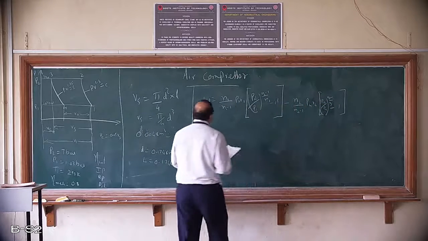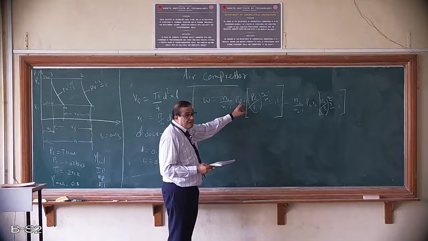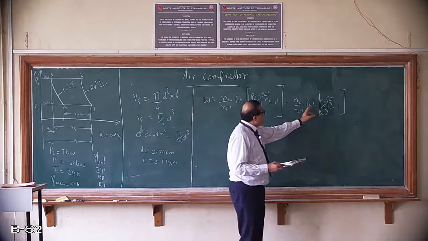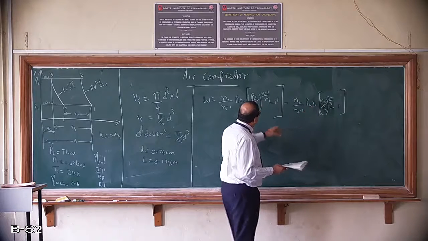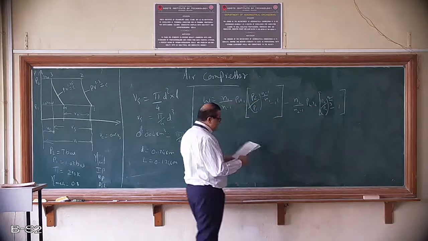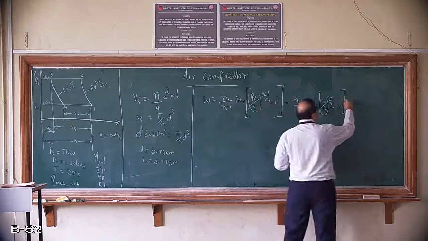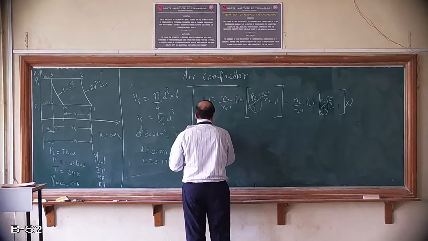So we need to write this formula. Else what it would have been? N by N minus 1 P1 V1 minus V4, because P1 V1 and here P1 V4 will come. But here N1 and N2 are separate, so we need to do it separately, into 2. Why 2? Double acting, 2 times.